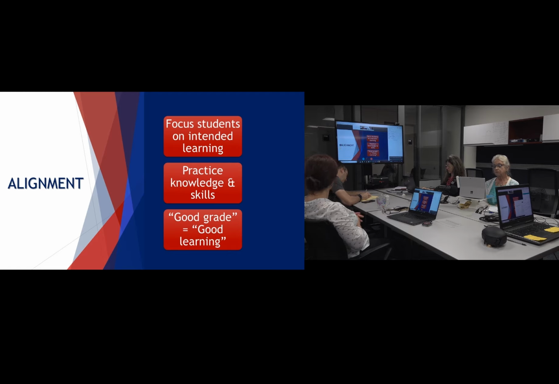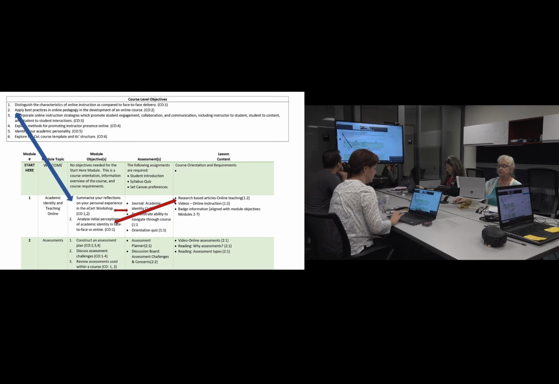How do we look at alignment? How do we make it clear? Well, CeL developed a beautiful, beautiful course map. We call it our blueprint. And that's where you can actually see everything come together. Judy, I don't know if you can click that for. There we go. If you look at our blueprint, we've got our course level objectives up here.